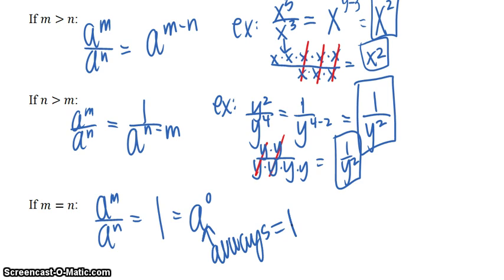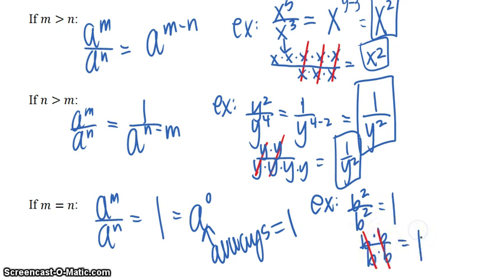Again, another way, an example right here. b squared over b squared, that is 1. Again, you can also think of it as b times b over b times b, and I would be canceling these out, and that would give me 1. Okay?